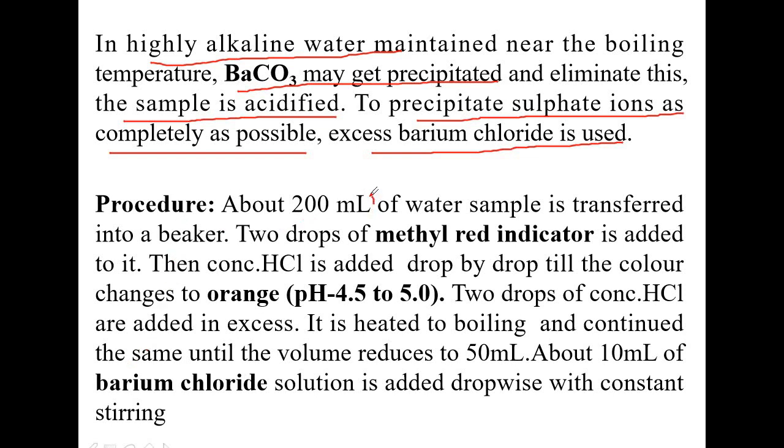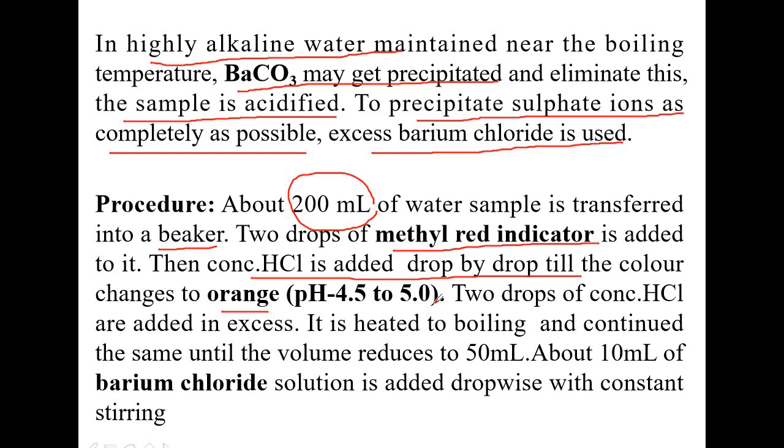Now here first we have to take 200 ml of the water sample in a clean beaker. Now you have to add 2 drops of methyl red indicator to it, and then concentrated HCl to be added drop by drop until the color changes from red to orange. This is a clear indication that now the pH of the water sample is 4.5 to 5. We have to maintain this pH, because only at this pH barium sulfate gets quantitatively precipitated. So effective precipitation takes place at a pH value of 4.5 to 5.